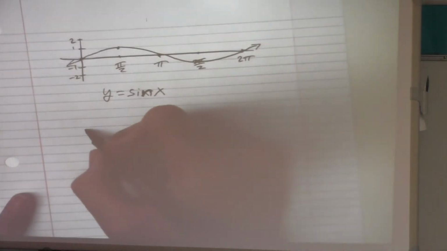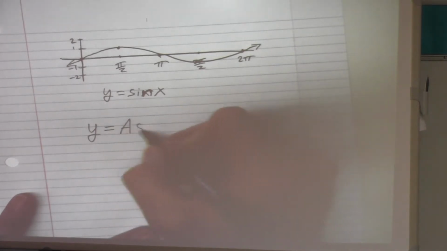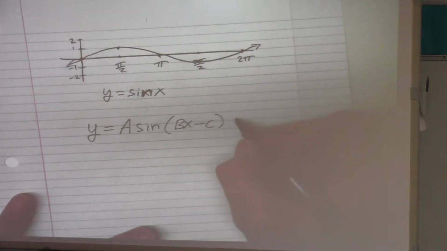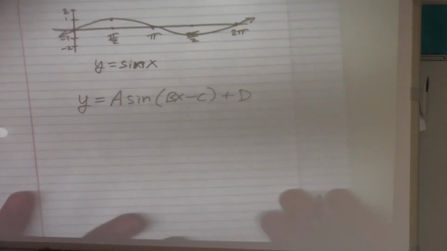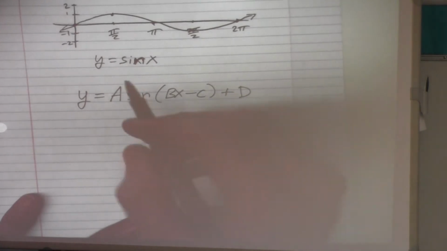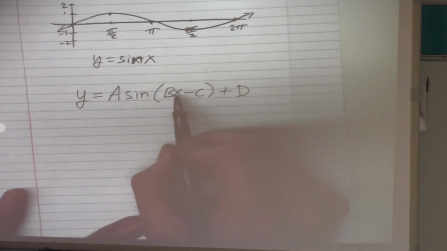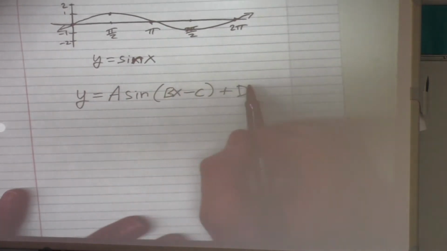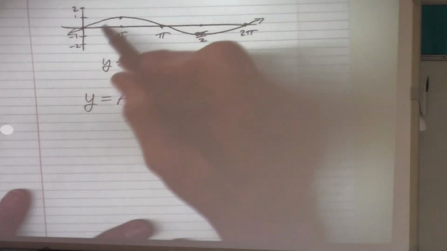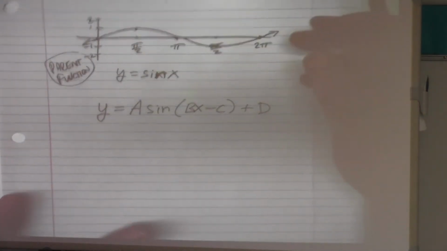Now, the actual real equation is y equals a sine bx minus c plus d. Each one of these things has a specific purpose. Right here you see sine of x, and there's nothing else in these other spots. This is the basic parent function. So I'll even write that over here, parent function. Because all the other transformations come from this. You do something to it.